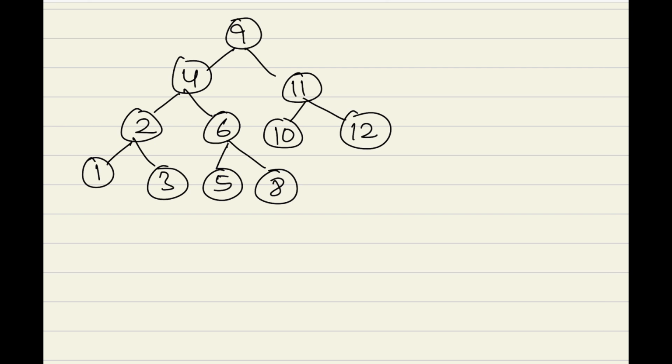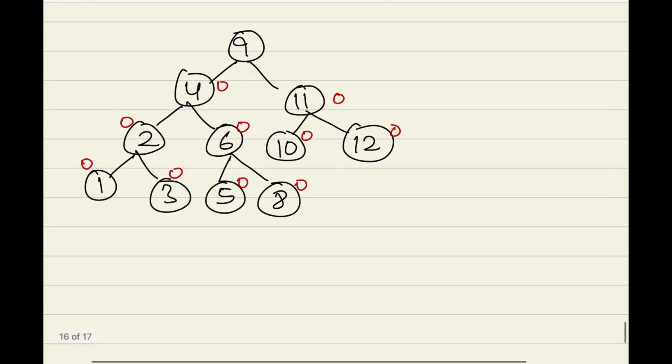So you can find the balance factor of each node. The balance factor is 0, 0, 0, 0 here. Now for this one it is also 0, for this one also 0, for this one 0, 0, 0, this one 0. And here for node 9 it will be: left height 3, right height 2. So 3 minus 2, that is 1.